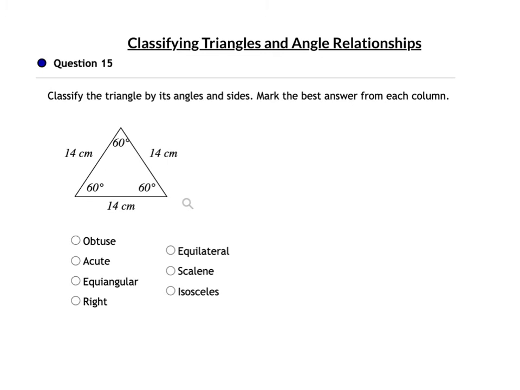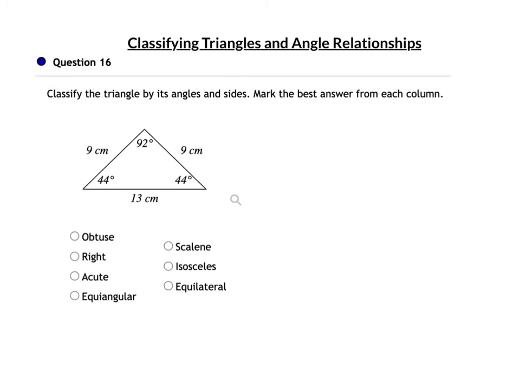These next questions are examples from your assignment. Classify the triangle by its angles and sides both. Mark the best answer from each column. Notice that all angles are 60. That means it's equiangular, also equilateral. It's equiangular and equilateral.